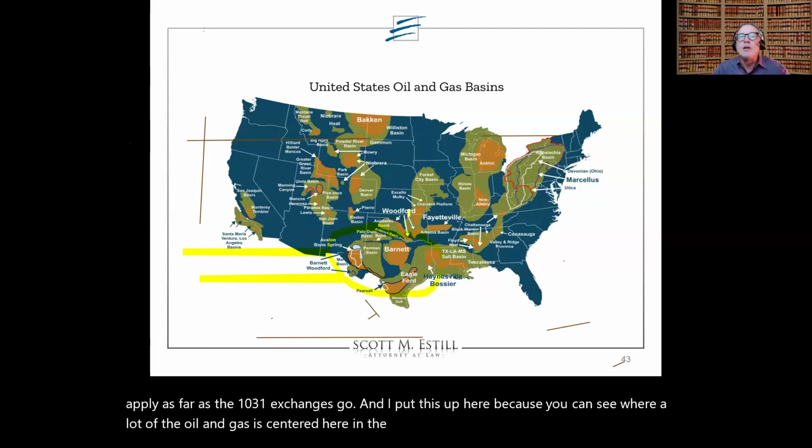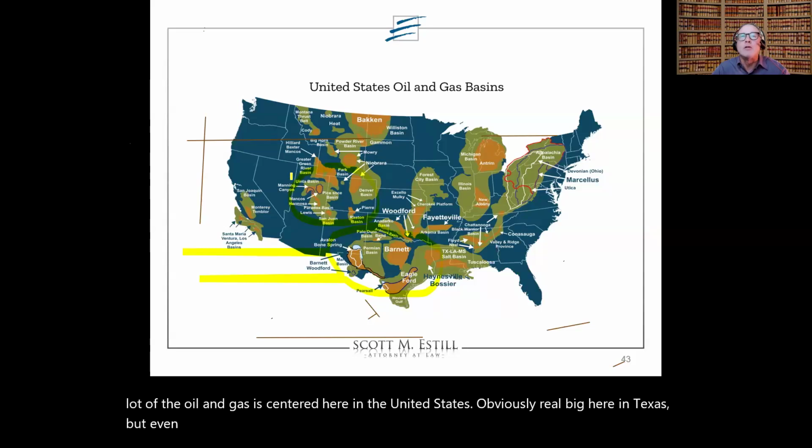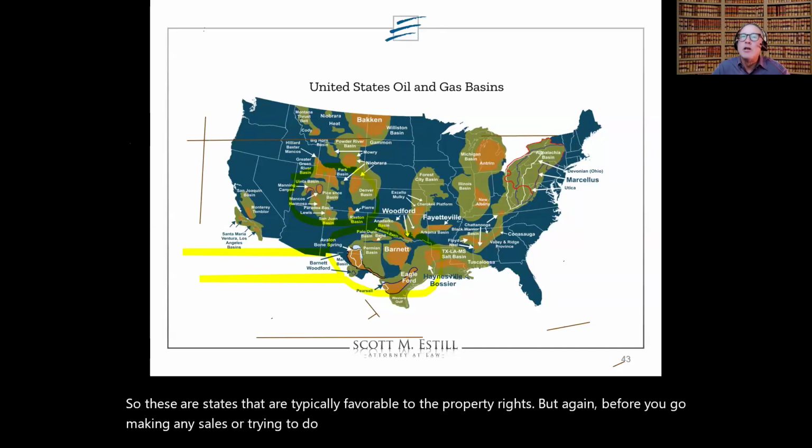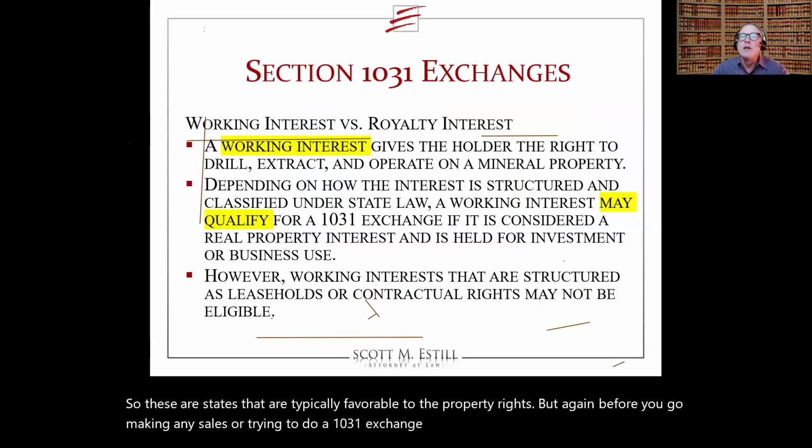Obviously, it's real big here in Texas, but even in Kendall's state and my state here in Colorado, and in Utah, there are quite big basins as well. So these are states that are typically favorable to property rights. But again, before you go making any sales or trying to do a 1031 exchange, make sure that you qualify for it.